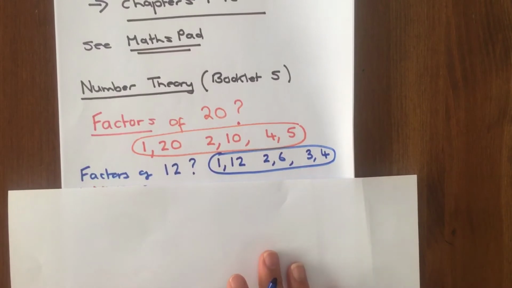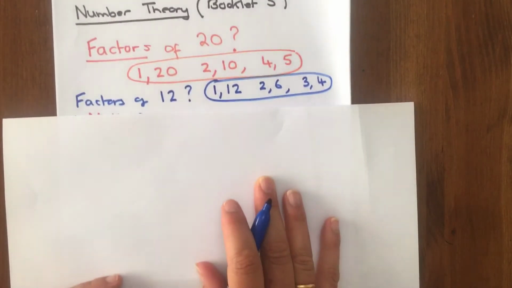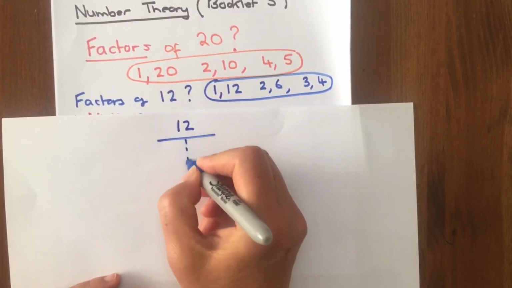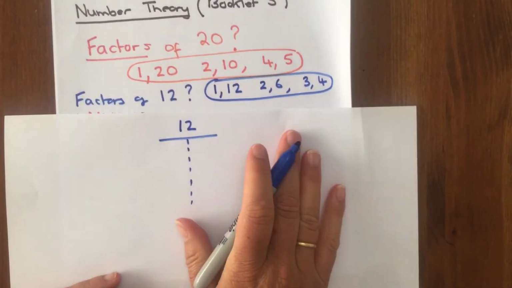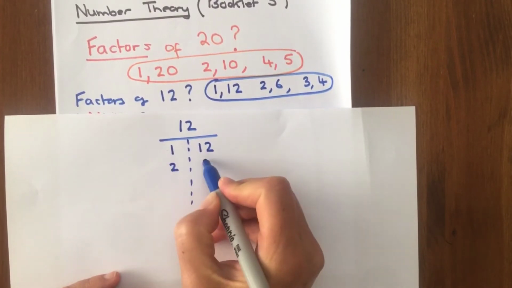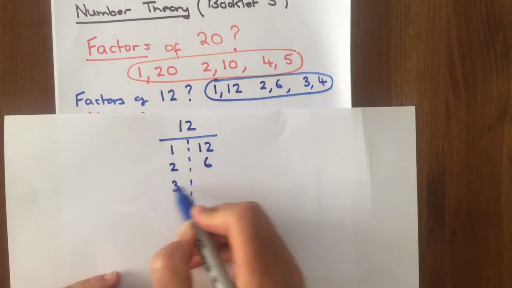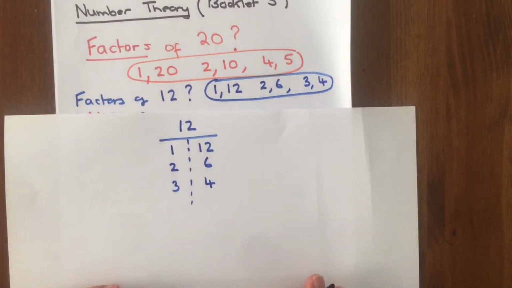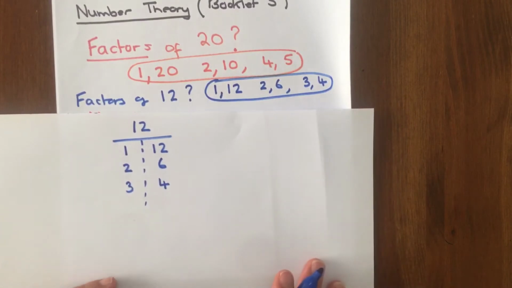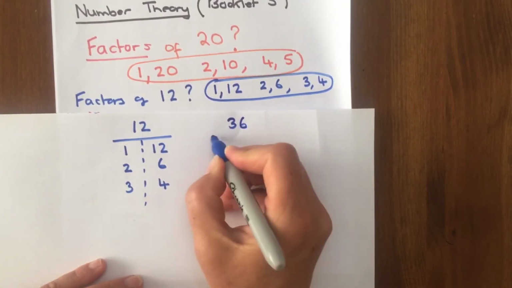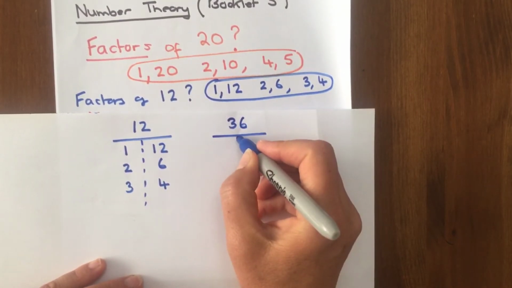In fact, in lessons, the way I taught you was we wrote it like this. Okay, we went through the numbers. We did 1 times 12, 2 times 6, 3 times 4. We've got 4, so we stop there. Okay, and if I was doing, let's say, one that's got lots of factors, let's say 36. I know that's got lots of factors.